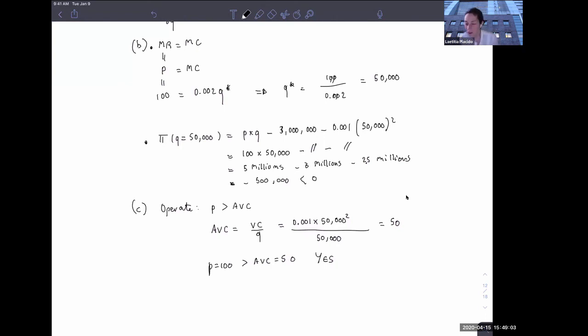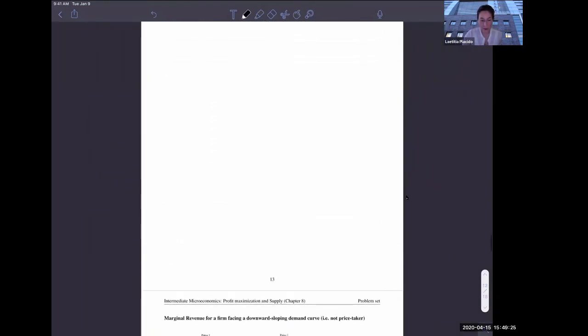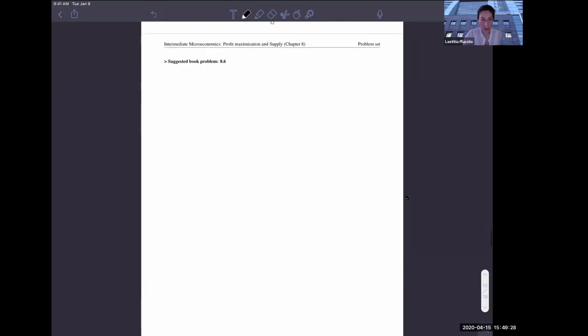Do you have questions on this? Let me check the chat. Nope. Right, so where are we? So basically, we have done all the questions that relate to price-taking behavior. Here, I suggest that if you have time, you go over the book problem 8.6. If you need the solution, I can provide it to you, but ask me, okay? Otherwise, I'm not going to do it.